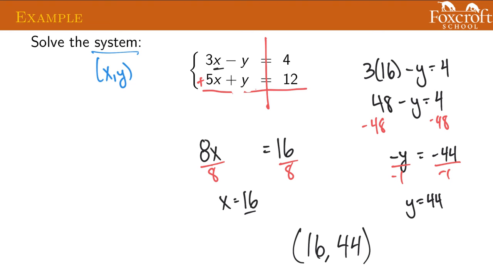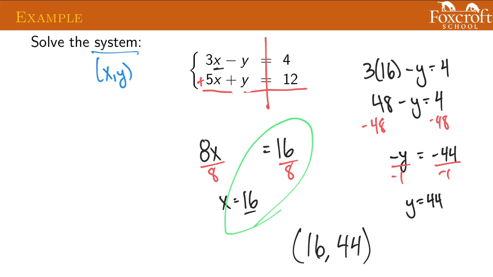That should work in the other equation. Now I'm looking at it and I realize it doesn't work, because 5 times 16 is a pretty big number, and plus 44 is definitely a bigger number. Now I have to figure out where I made a mistake, and I made a mistake here. I'm going to leave my mistake in to show that even I make mistakes sometimes.